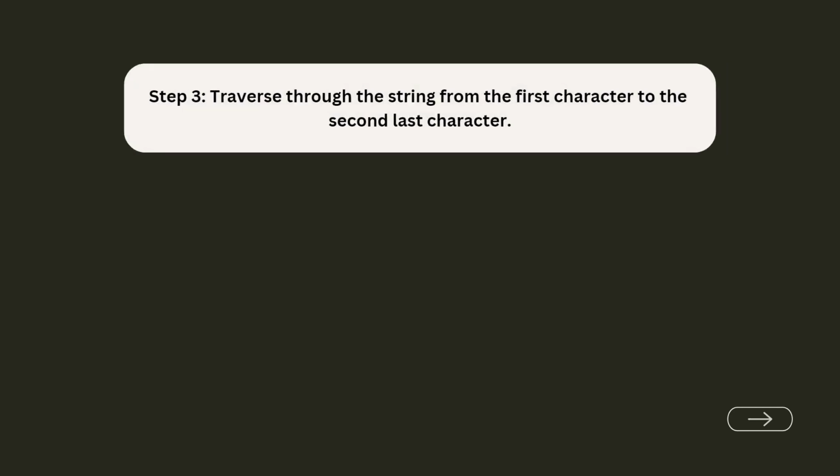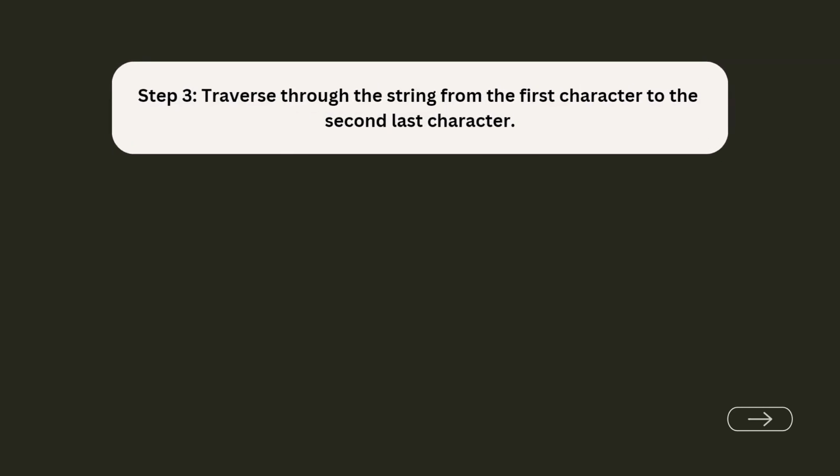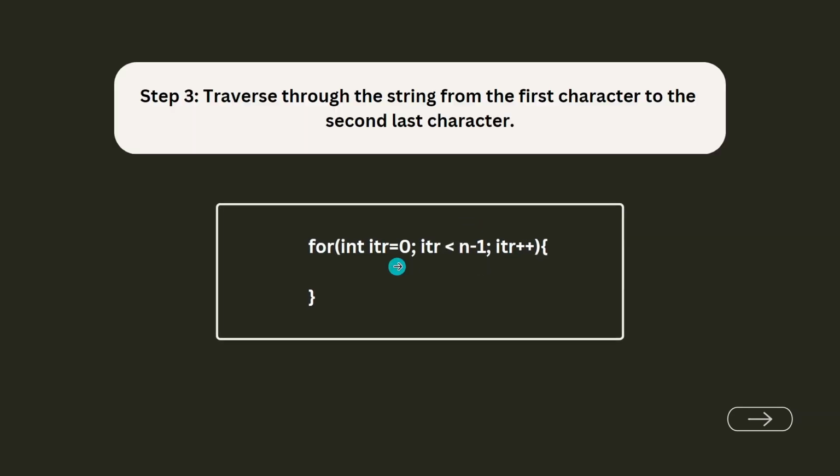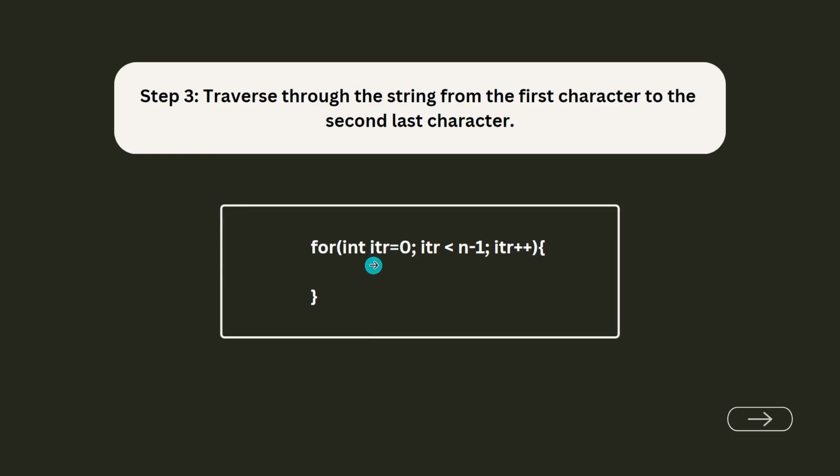Okay, then what will be my third step? My third step will be traversing the string from the first character to the second last character. Now there can be various ways to traverse a particular string, but as of now I am using a for loop to traverse the input string. And here I have mentioned the condition by using an iterator. I have initialized it with a 0 value and put a condition that the iterator should not be greater than n minus 1.